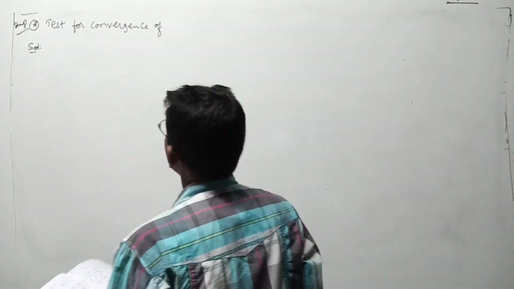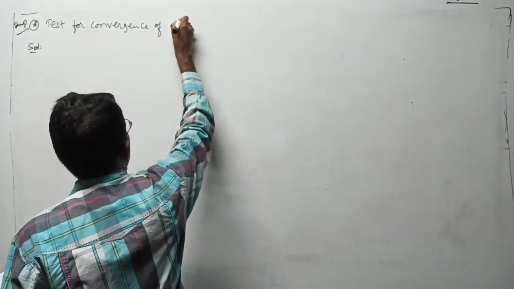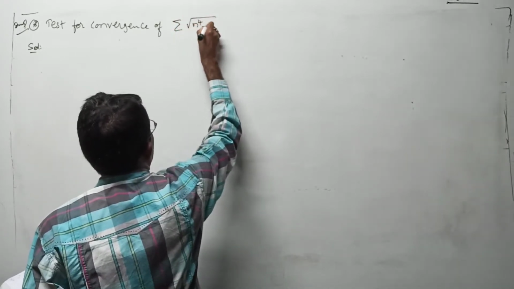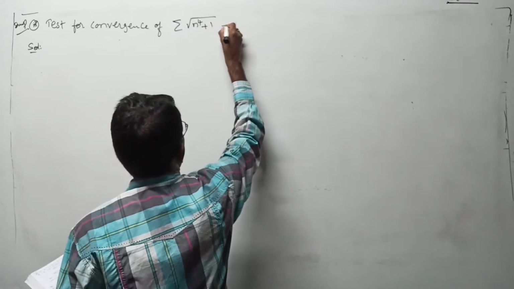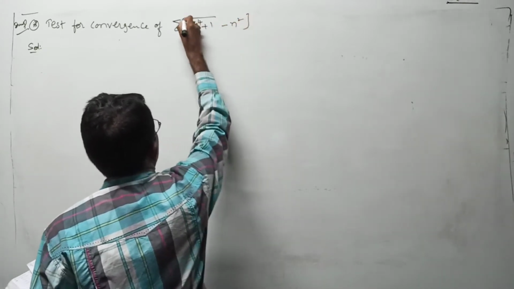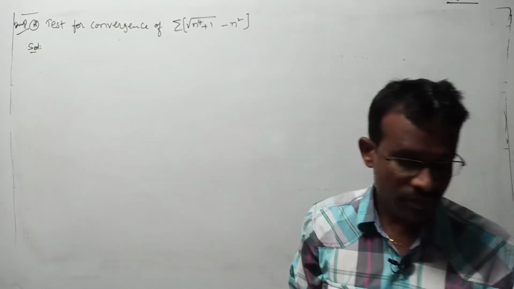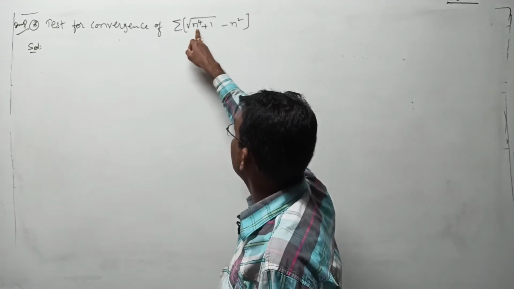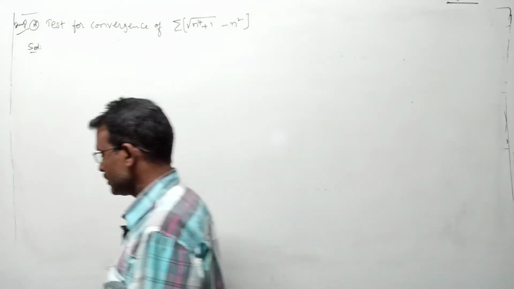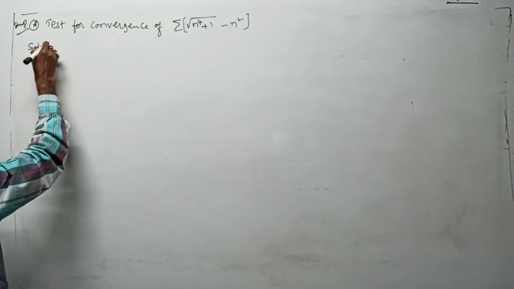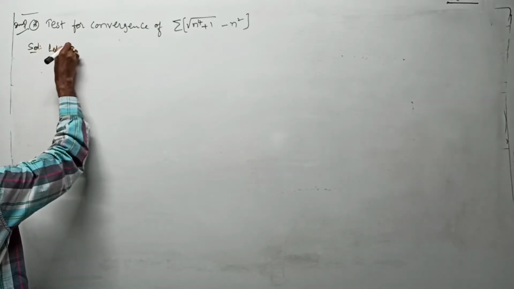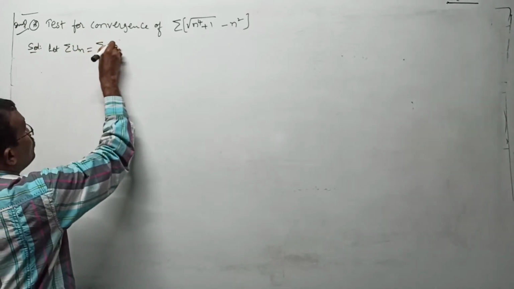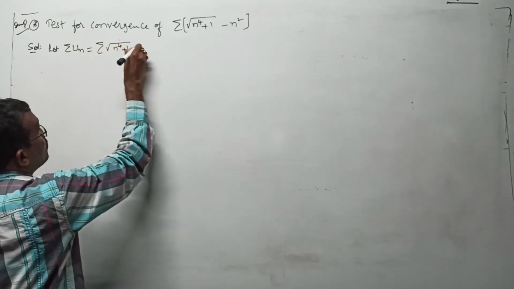Test for convergence of sigma root n power 4 plus 1 minus n square. This is your question. Test for convergence of sigma root n power 4 plus 1 minus n square. Yes, first take your given series as Un. Let sigma Un is equal to sigma root n power 4 plus 1 minus n square.